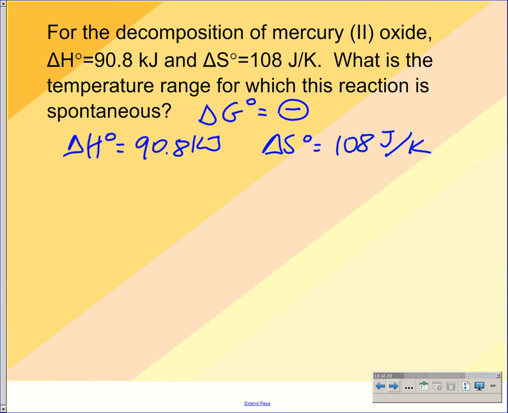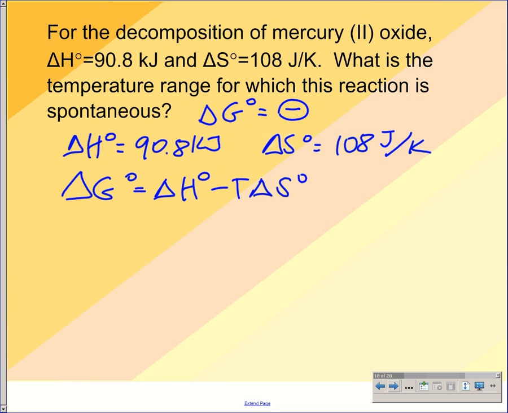Okay, so those are our givens. We want to solve for ΔG. If you see ΔH, ΔS, and ΔG, what formula do you have to use? The one. That one: ΔG = ΔH − TΔS. And those little knots mean standard. Those are numbers that you find in your book.